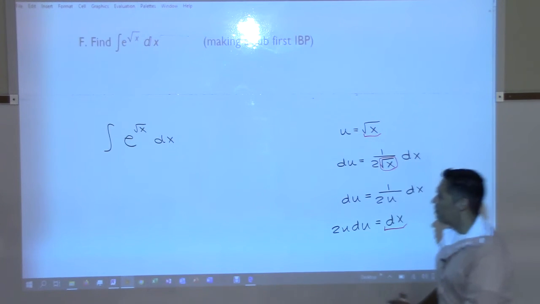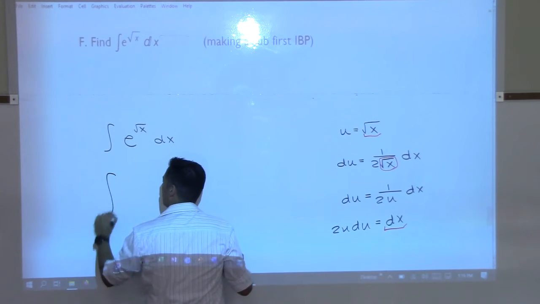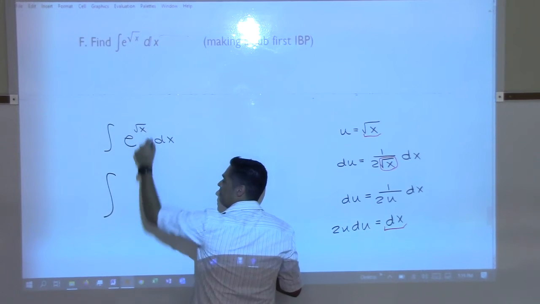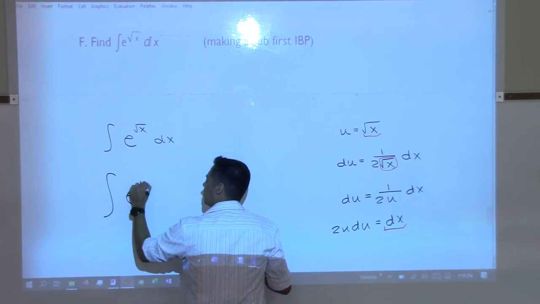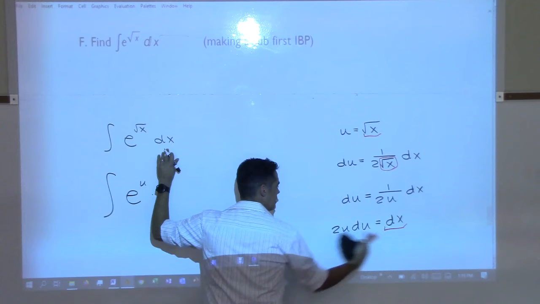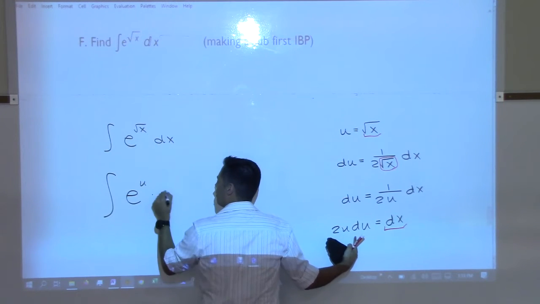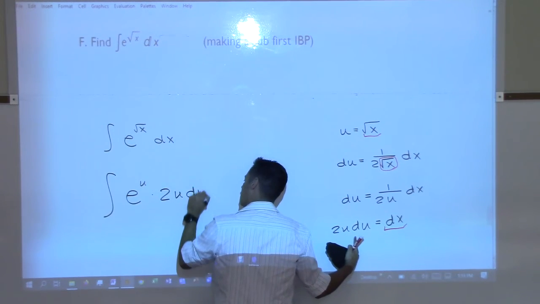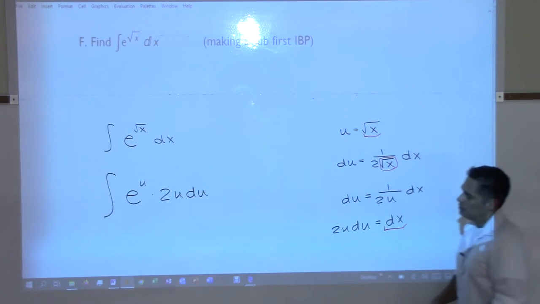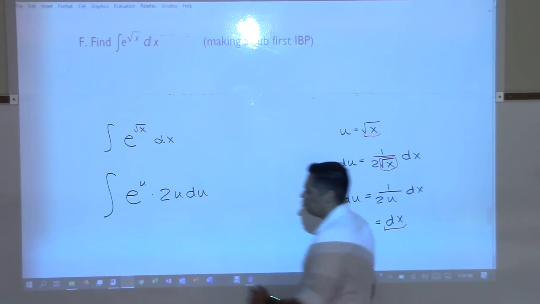And now we're just going to rewrite it. So this integral becomes, well, we know this is e to the u, and then the dx becomes 2u du. I'll just put it here, 2u du. And then I'll pull the 2 out.